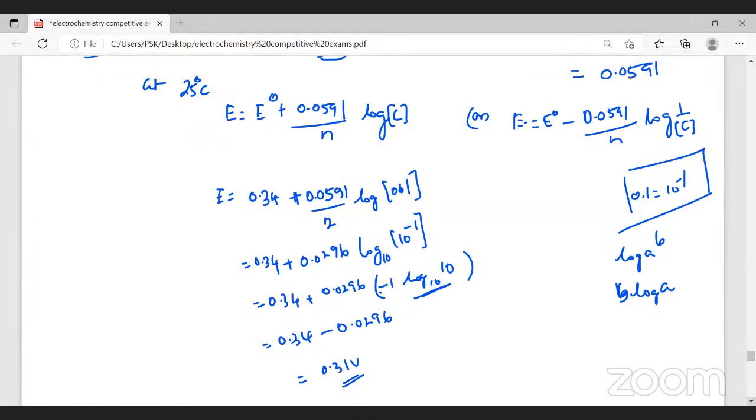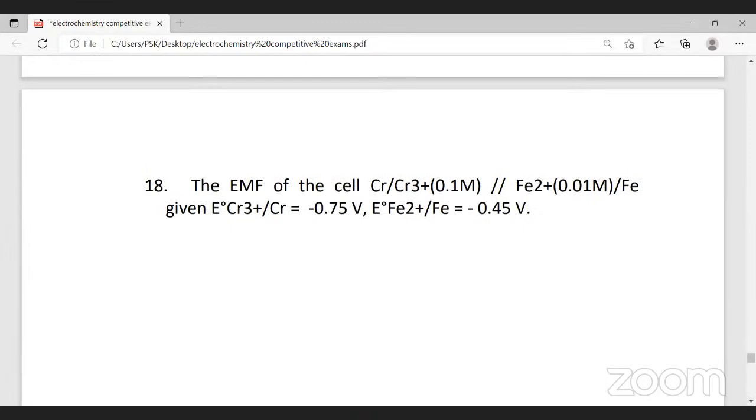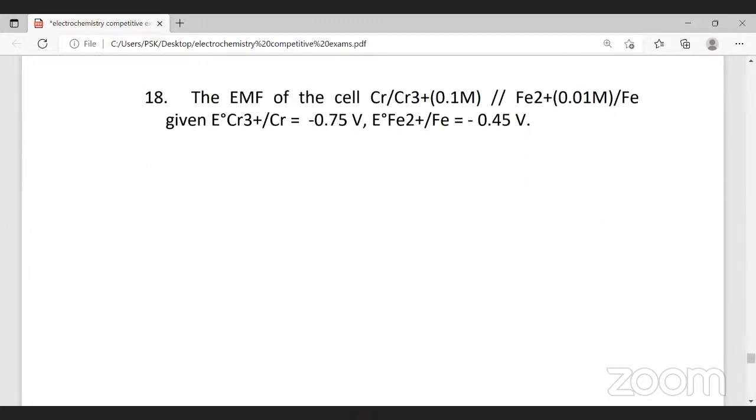Now coming to the next question. EMF of the cell is chromium Cr3+ 0.1 molar, Fe2+ 0.1 molar to Fe. They've given you the standard electrode potential of chromium as well as the standard electrode potential of iron.